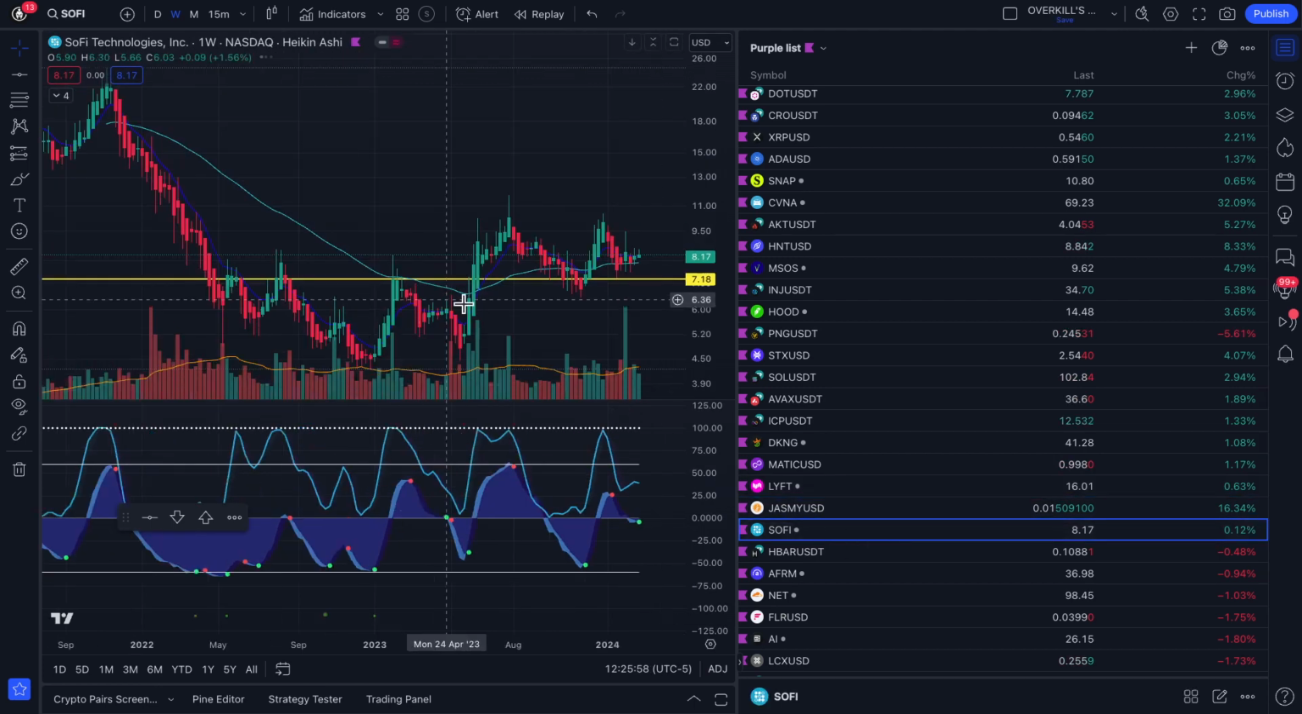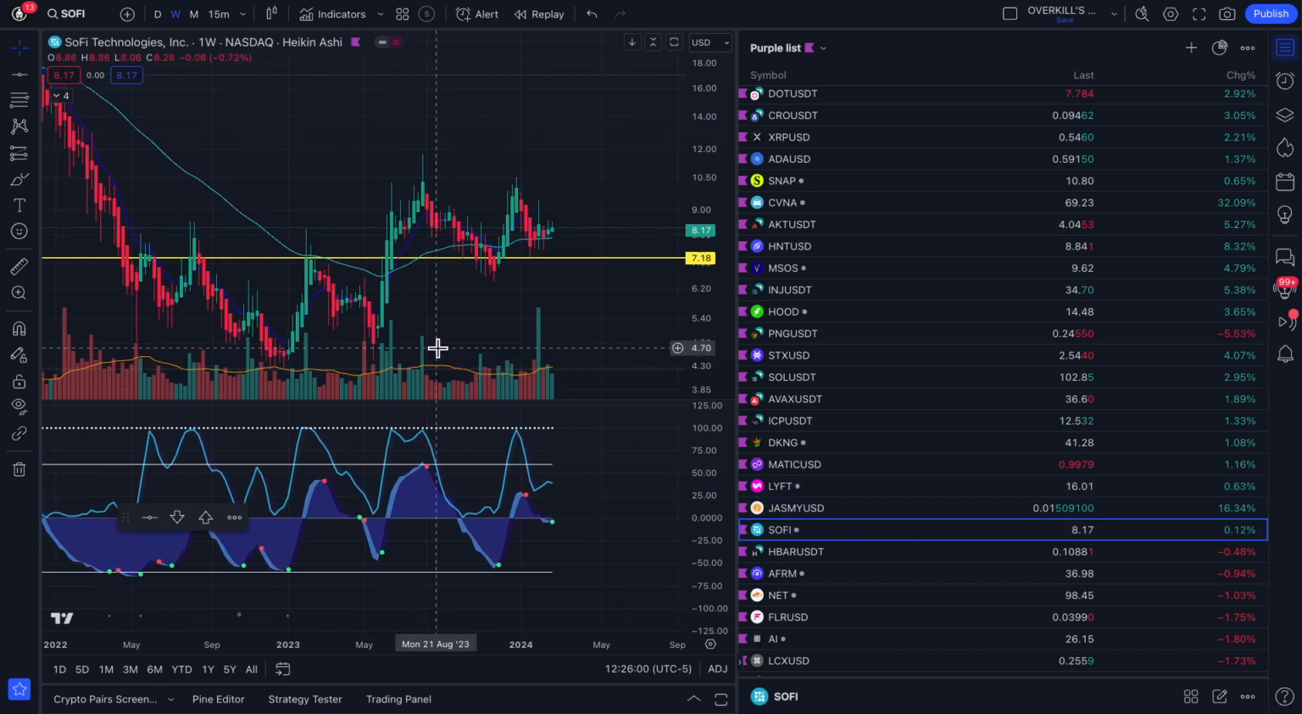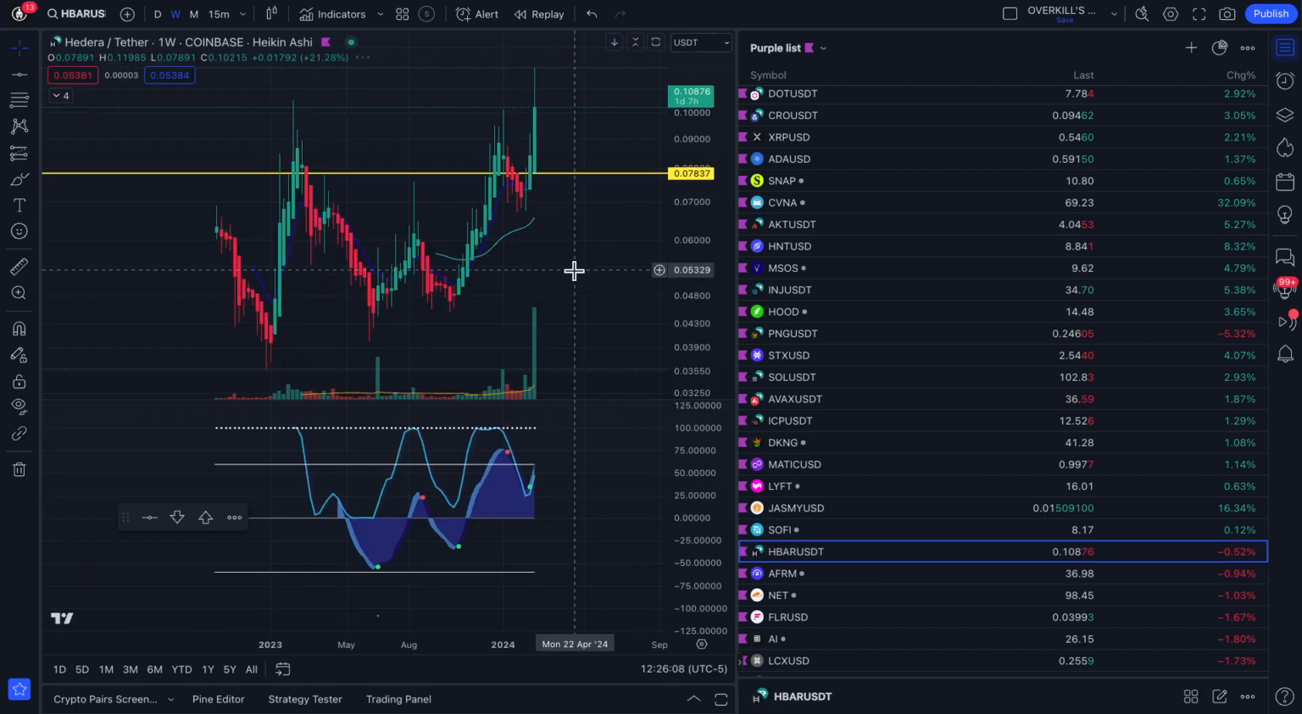So SoFi, we still got a stop loss at 7.18. I just continue to hold. Okay, continue to use that stop loss. We're getting a signal this week as well. So as long as 7 holds, SoFi's still a hold.